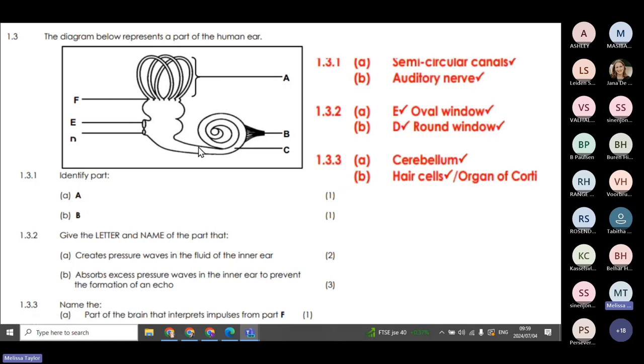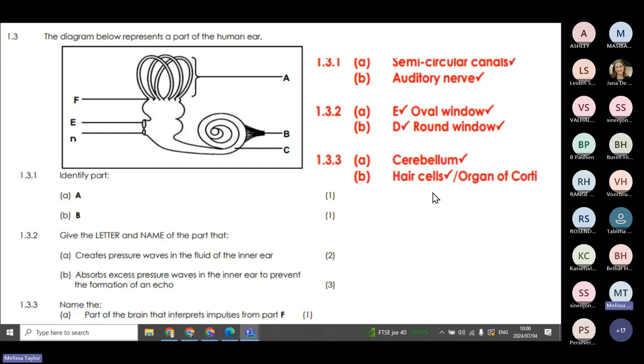And then 133, the part of the brain that interprets the impulses from F. F is going to be where the crista are. So it's about balance and equilibrium. So it's the cerebellum. Remember, sorry, don't just say brain, which part of the brain? So cerebellum. And then the last question was the receptors found at C. Those receptors are the organ of Corti or hair cells.